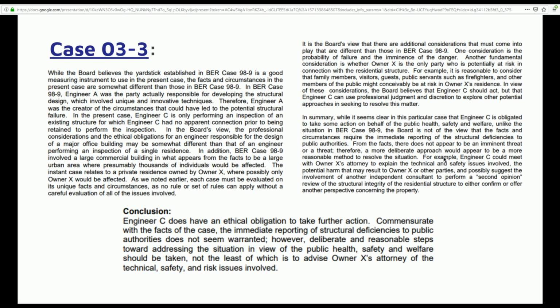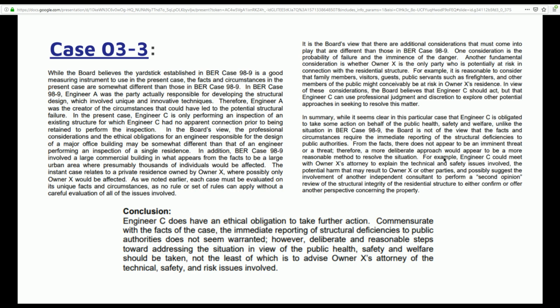In 89-9, Engineer A was partly responsible for developing the structural design, which involved unique and innovative techniques. Therefore, Engineer A was the creator of the circumstances that could lead to the potential structural failure. But in the present case, Engineer C is only performing an inspection and was not themselves responsible for that structural failure.